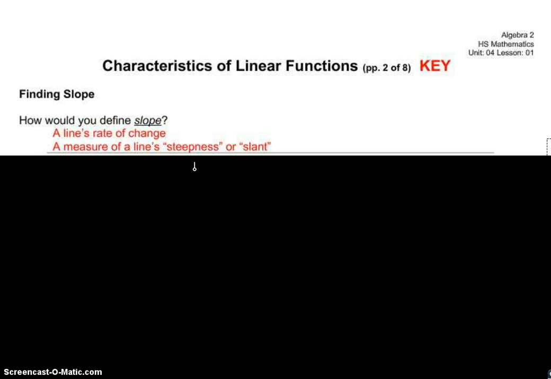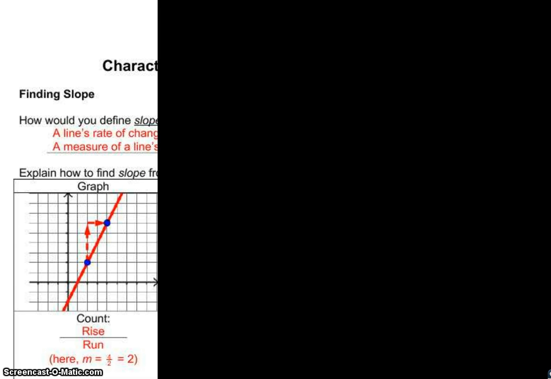So the first one we're talking about is a graph. If I look at my graph and I'm given 2 points on the graph, I'm going to use rise over run. So here, if I count up 4 units and I count to the right 2 units, so both of those would be positive, my slope is 4 over 2. Well, 4 divided by 2 is 2. So my slope for the graph is going to be a positive 2.